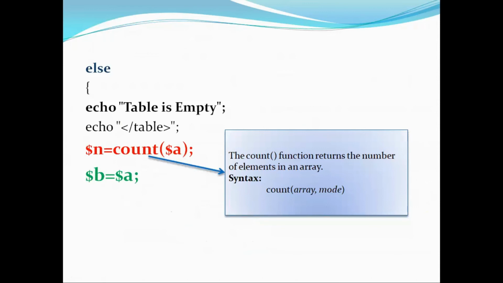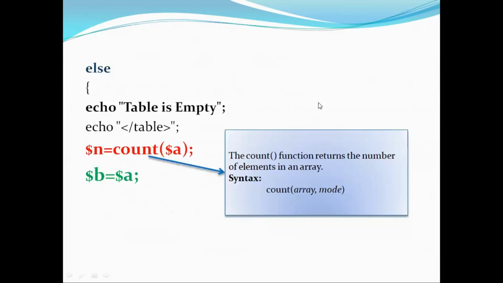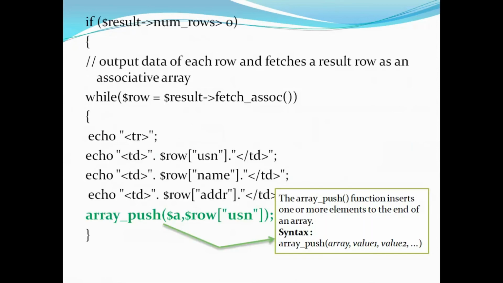After that, just look at that. If the first condition itself is false, meaning the number of rows is less than 0, I need to print the error message that the table is empty. If it is not, we are going to perform all those things here.